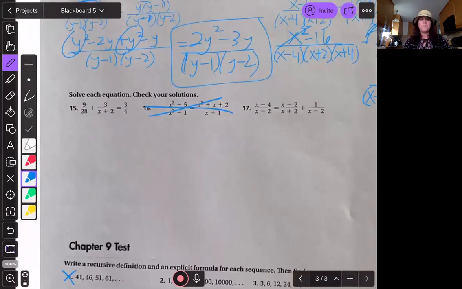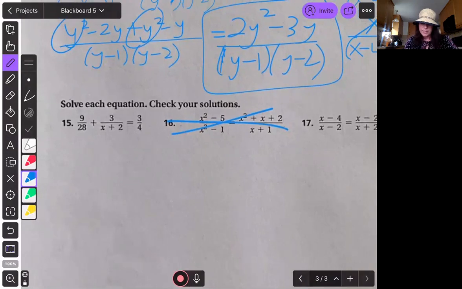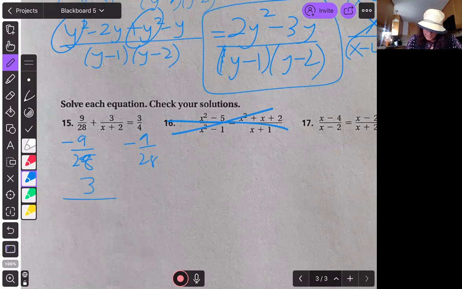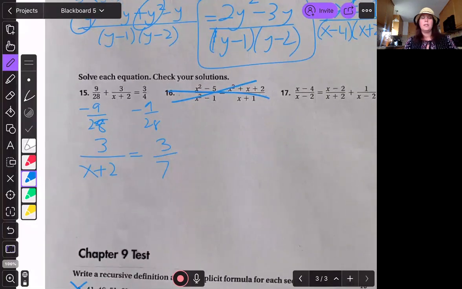All right, so here we go. Number 15. For these, we need to solve for x. These are a little crazy. This one right here, what I would do is subtract 9 over 28 to the other side. I have 3/4 minus 9 over 28, and that gives me 3/7. So I have 3x plus 2 equals 3/7, and that makes it a much easier problem to solve now.